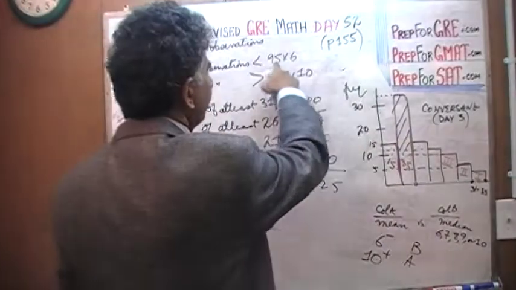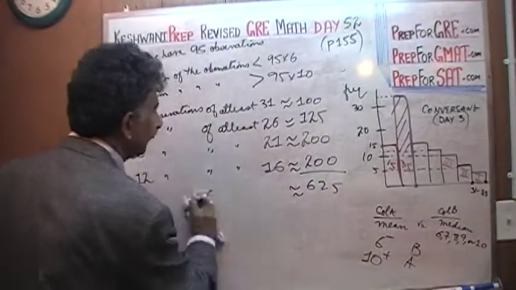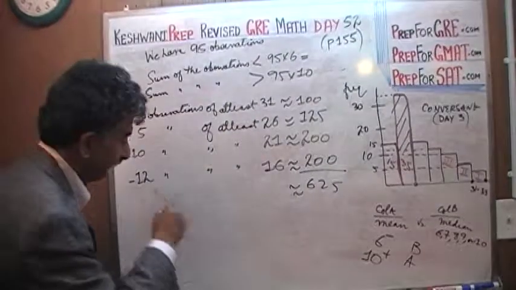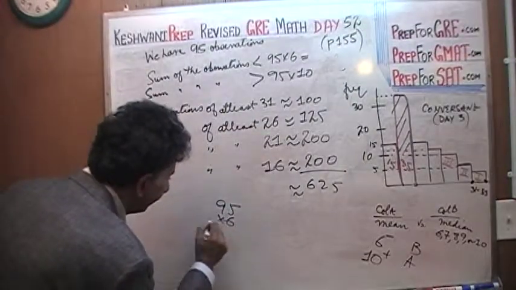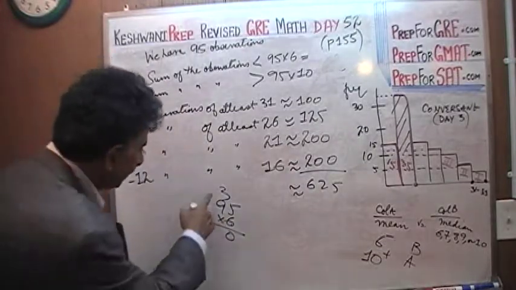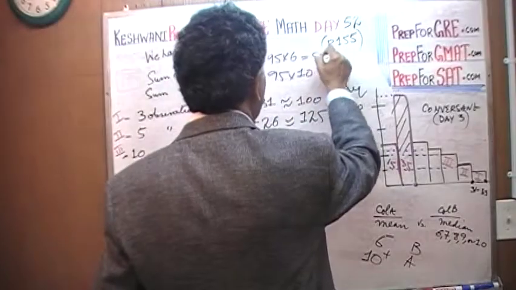Let's find out what 95 times 6 is. I never did that, did I? I forgot. 95 times 6. 6 fives are 30, 9 sixes are 54, plus 3 is 57. Voila, that's it.